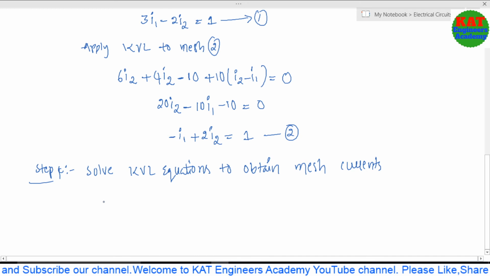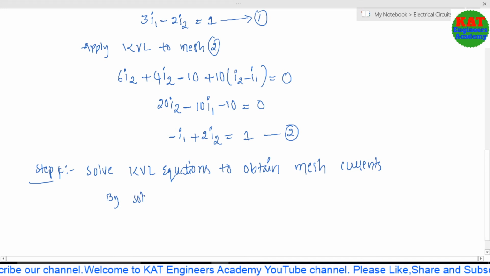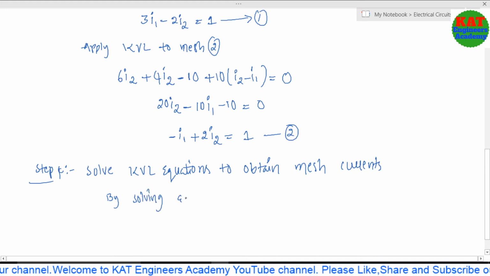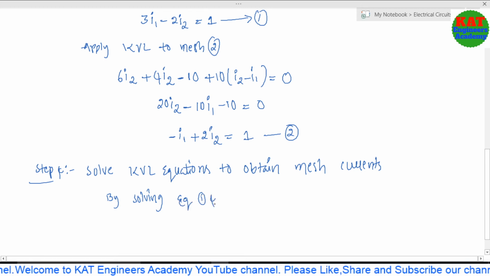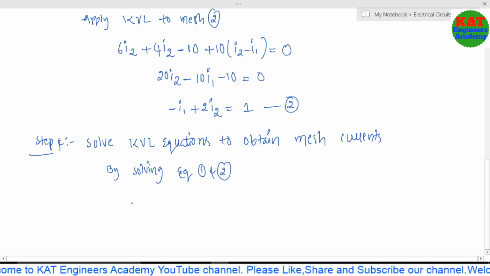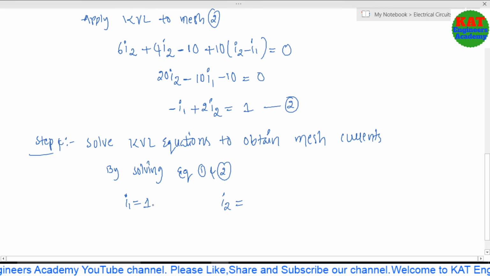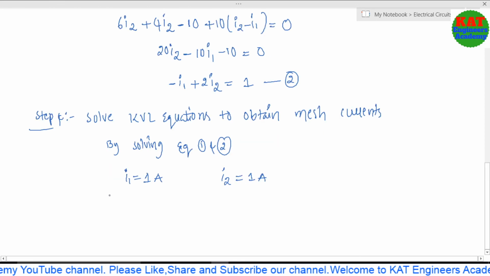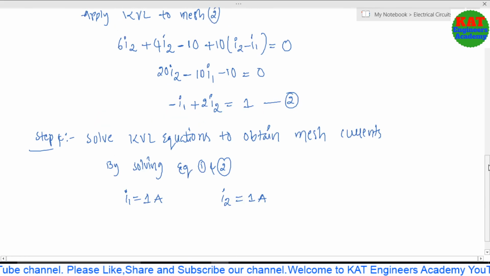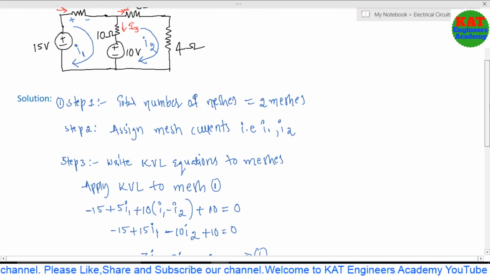By using a calculator, you have to simplify the equations. Now by solving the first and second equations, we obtain small I1 and small I2. By simplifying the two equations, I1 will be 1 amp and I2 will be 1 amp. Okay friends, so finally we have obtained the mesh currents only. Now the problem is not yet completed. We have just completed the mesh currents, so finally we determined small I1 and I2.